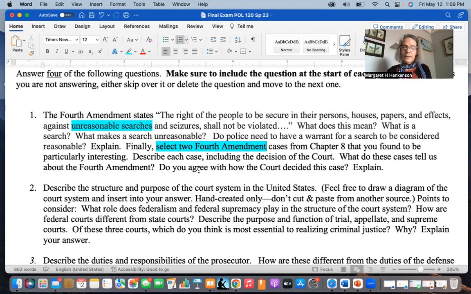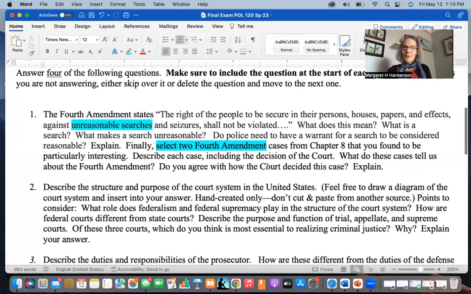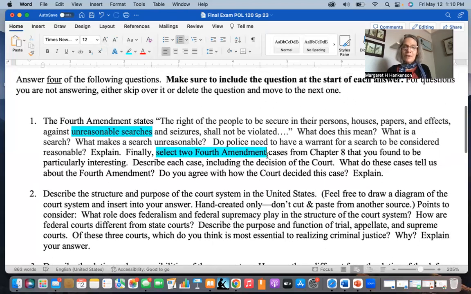When I'm grading this question, I'm really looking at how much detail you know about the case, and what this case tells us about police and their ability to or not to search. That is what I'm looking at. If you like the Fourth Amendment, you should enjoy answering this question. All right, do you guys have any questions about the question?